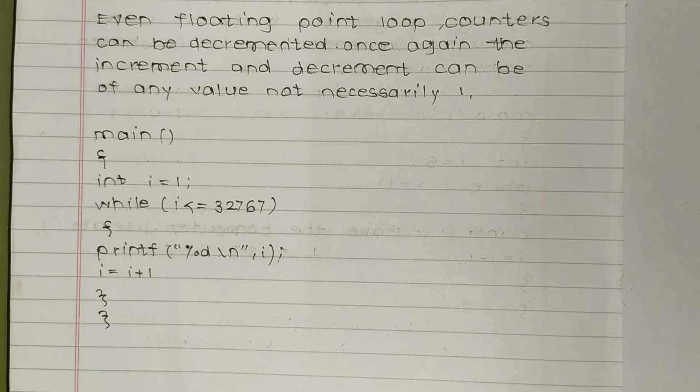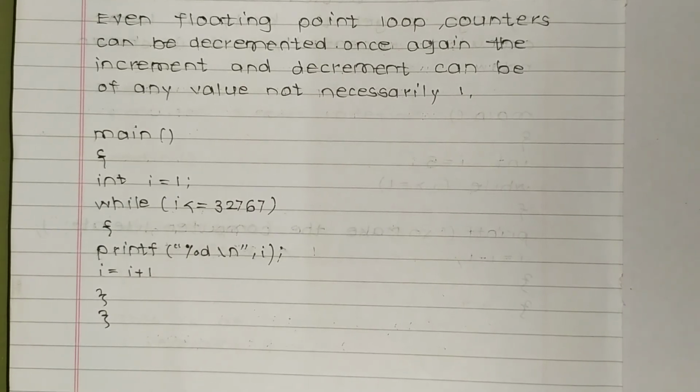So in this program, main, int i = 1 because i is an integer, while i <= 32767, printf("%d\n", i), i = i + 1. That means increment and decrement. So here we can write i = i + 2 also. So it is not necessarily i + 1.